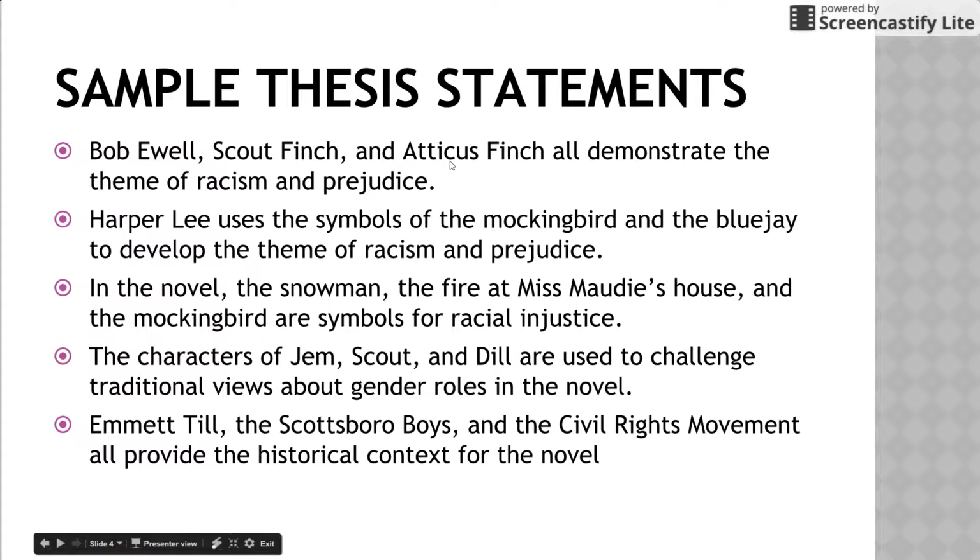Let's move down and look at the second one here. This one says Harper Lee uses the symbols of the mockingbird and the blue jay to develop the theme of racism and prejudice. Again, this one's really good because we know we're discussing symbolism and we're also discussing theme. Now, if you look at this, it might not readily abide by that rule of 3, but if you look a little closer, it does. So we've got one paragraph that's going to be about the theme of racism. We've got one paragraph that's going to be about the symbol of the mockingbird and another paragraph about the symbol of the blue jay. Again, this claim sets up the structure of your paper.